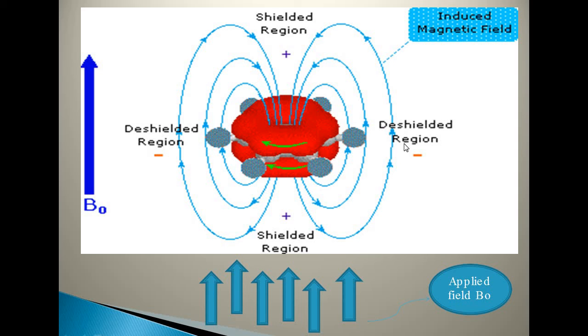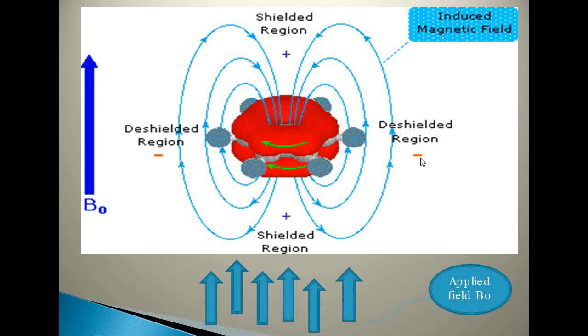So when you go here, you can observe that the induced magnetic field का direction भी upward है and external magnetic field का direction भी upward है. So both magnetic fields have the same parallel direction, that is both upward or both downward. Then it is known as a de-shielding effect. So here both directions of the magnetic field are upward, so we can say it is a de-shielded region.